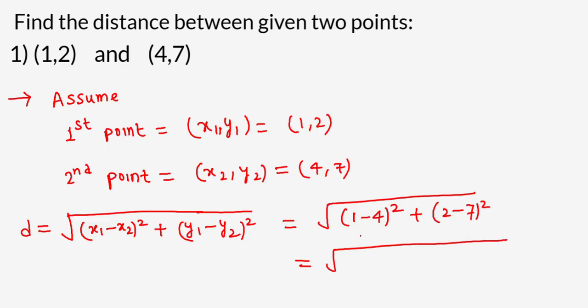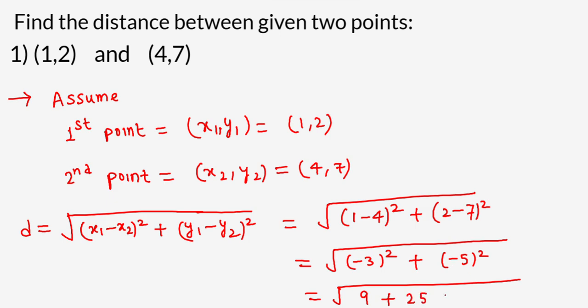1 minus 4 is minus 3, so we can write (minus 3) squared, plus 2 minus 7 is minus 5, so (minus 5) squared. Minus 3 squared is 9, plus minus 5 squared is 25. So we can write the square root of 34. So the distance between these 2 points is the square root of 34. So the answer is the square root of 34.